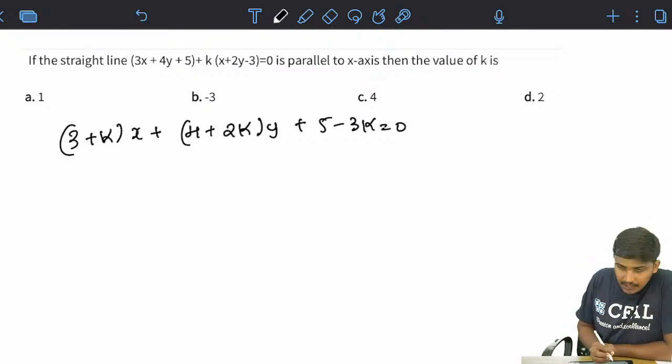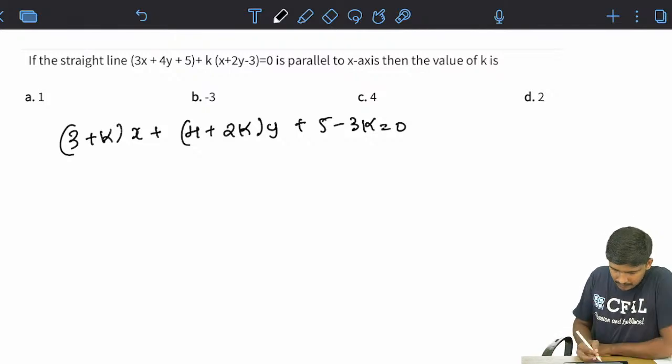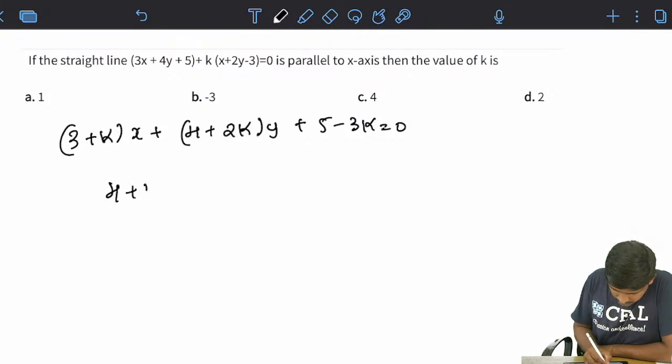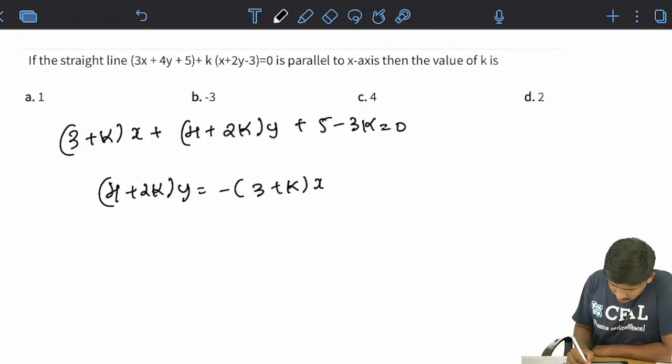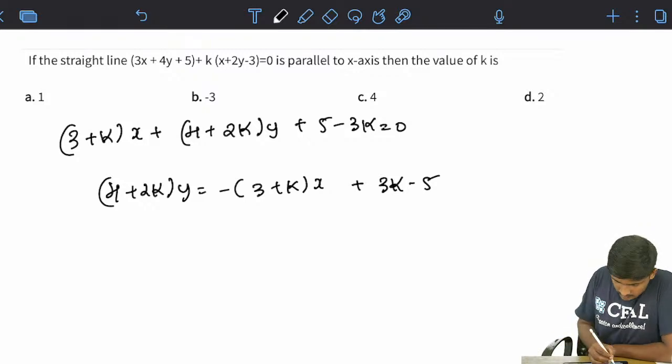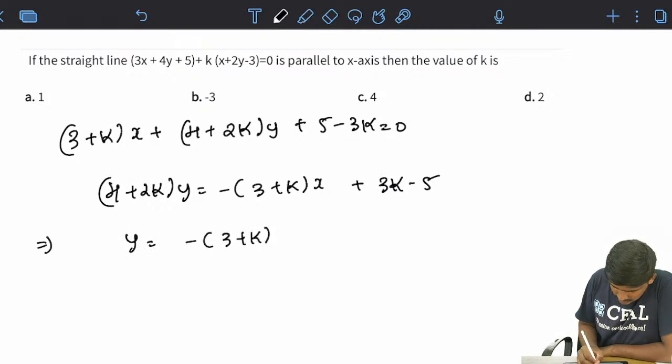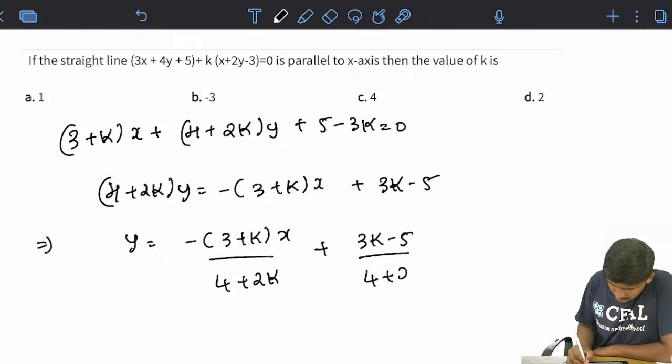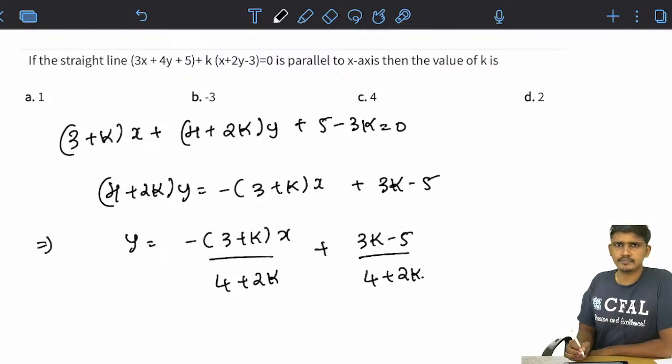Now let me convert it to the form y = mx + c. So (4 + 2k)y = -(3 + k)x + 3k - 5, as I took everything to the other side. Which implies y = -(3 + k)x/(4 + 2k) + (3k - 5)/(4 + 2k). Is that correct? Simple.